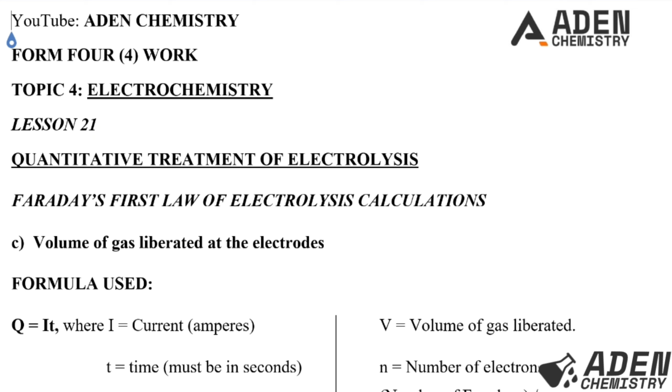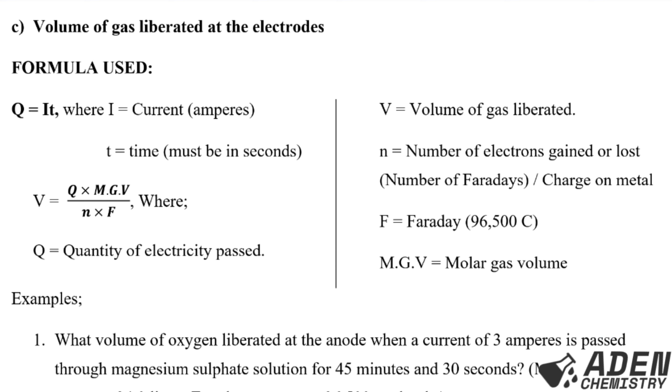We are going to use the same formula that we used when determining the mass of substance deposited, but the difference will be in the formula. Where we were dealing with RAM, we are going to put the molar gas volume. That's the only difference. So let's check the formula used. The formula used when calculating volume of gas liberated will be V equals Q multiplied by molar gas volume divided by N times F.